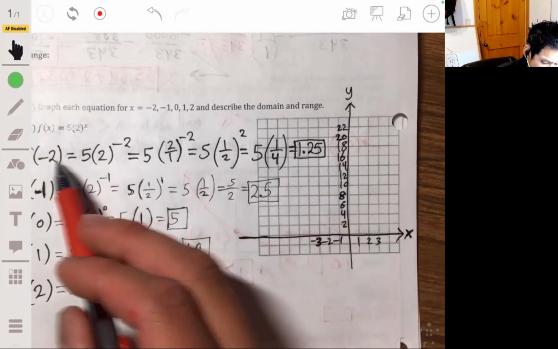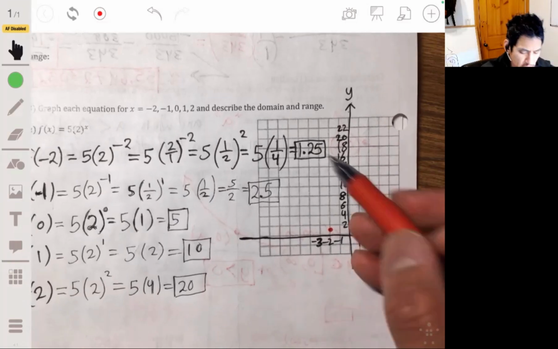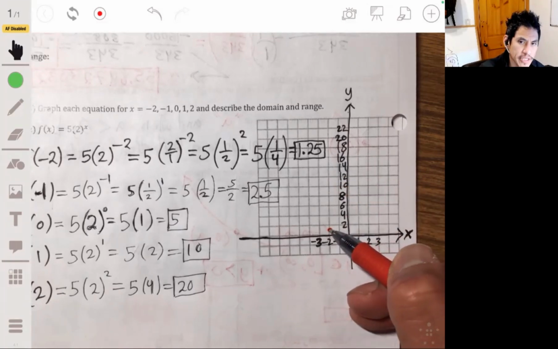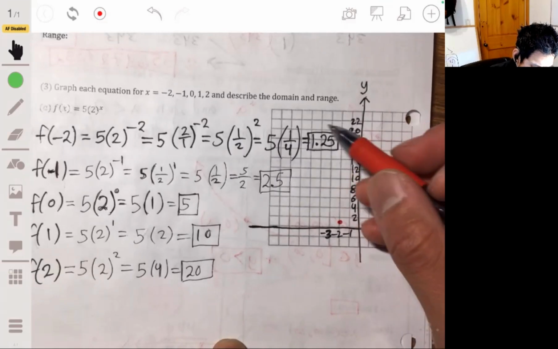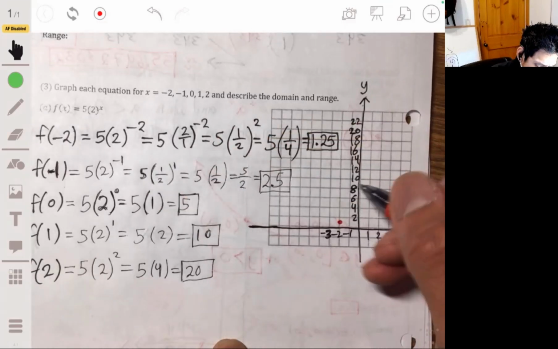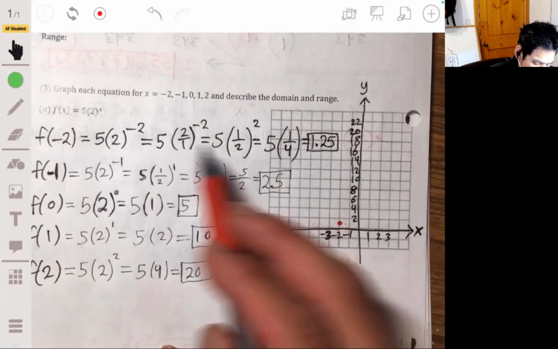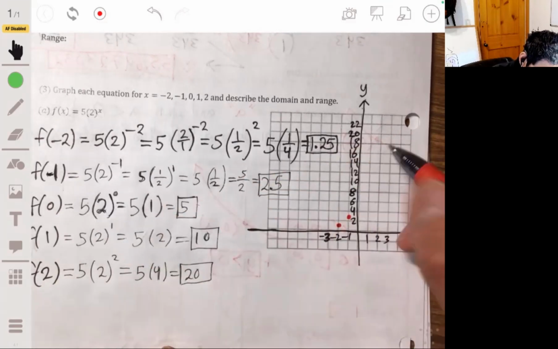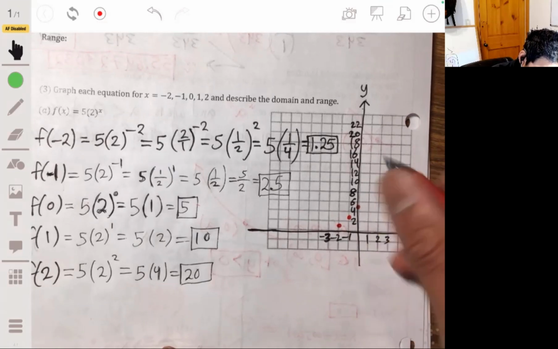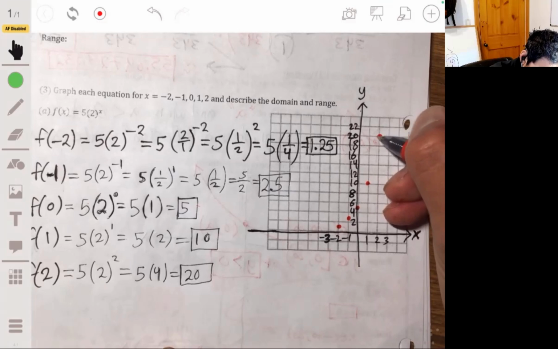And let's plot them. -2, 1.25. Don't worry, sometimes my students freak out, like, where's 1.25? Is that where it is? Yeah, it is. Just use common sense, be approximate. I'm not going to bring a microscope or a measuring device when I'm grading these tests. So -1, 2.5, about over here. 0, 5 here, 1, 10 here, and 2, 20.